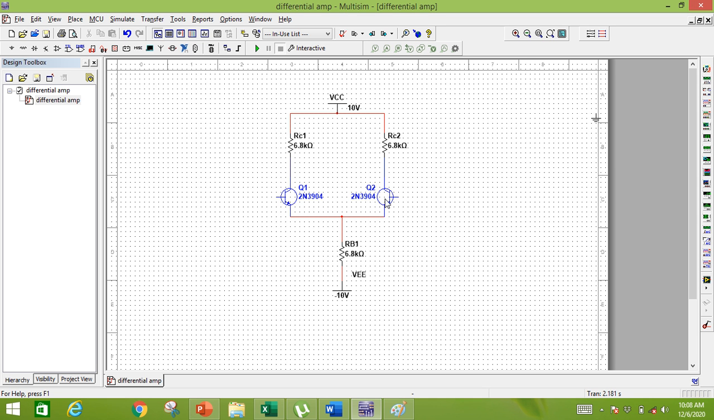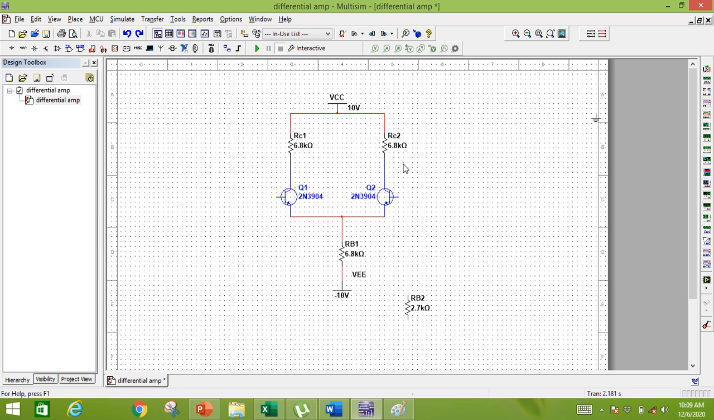Here we have two BJTs Q1 and Q2. Here we have two input terminals, one terminal and the other terminal. The base of Q1 is called the non-inverting input, whereas the base of Q2 is called the inverting input. Similarly, we take the output from any one of the collectors of Q1 and Q2. It means that we can take the output from here as well as from here.